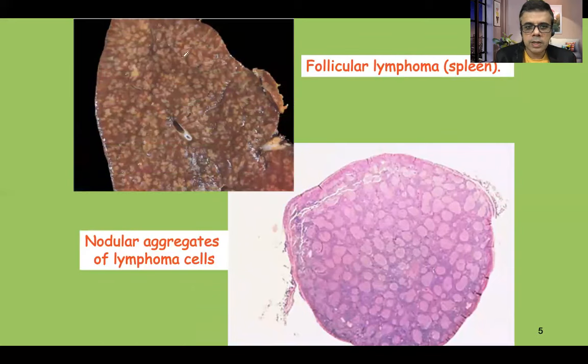So you can see the nodular involvement of the spleen. Multiple nodules are seen over here. That is a classical feature of follicular lymphoma of the spleen. And here you can see the follicular aggregates or the nodular aggregates, which are very commonly observed in the low power histopathology of follicular lymphoma. This nodular pattern is very commonly observed.